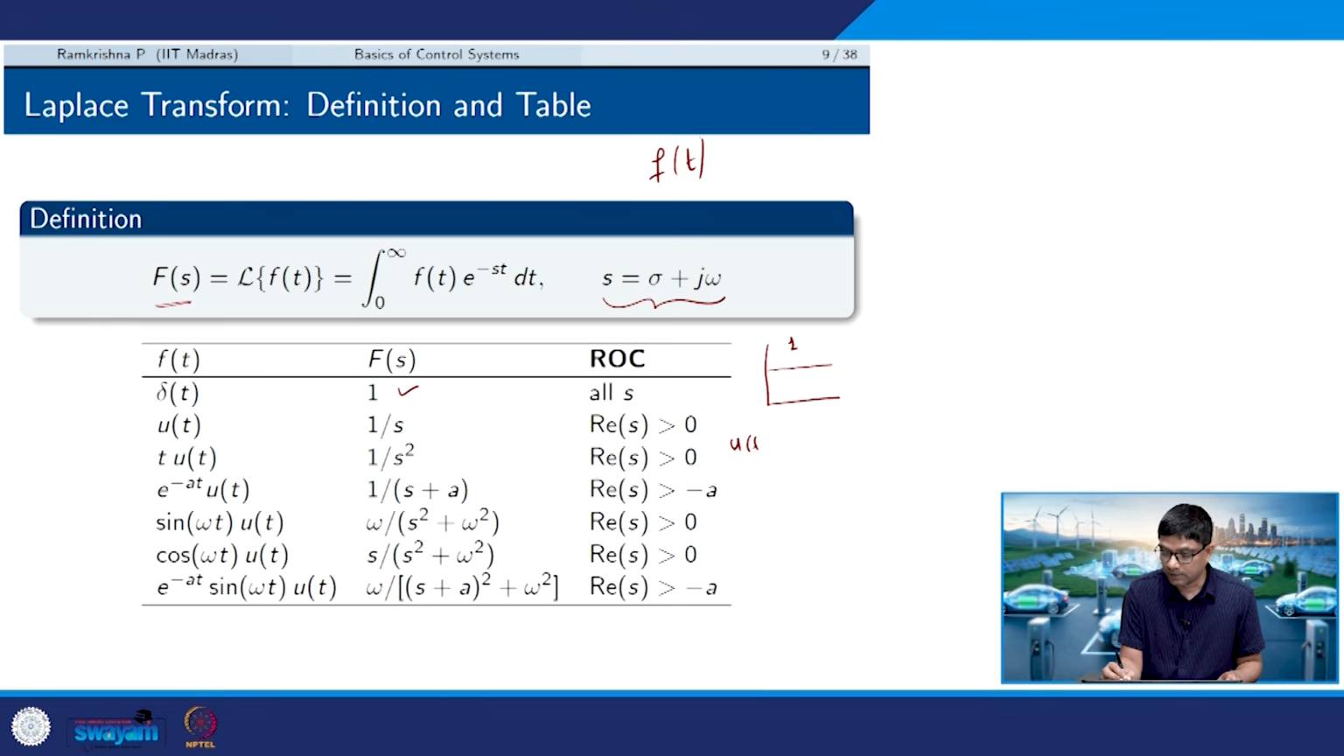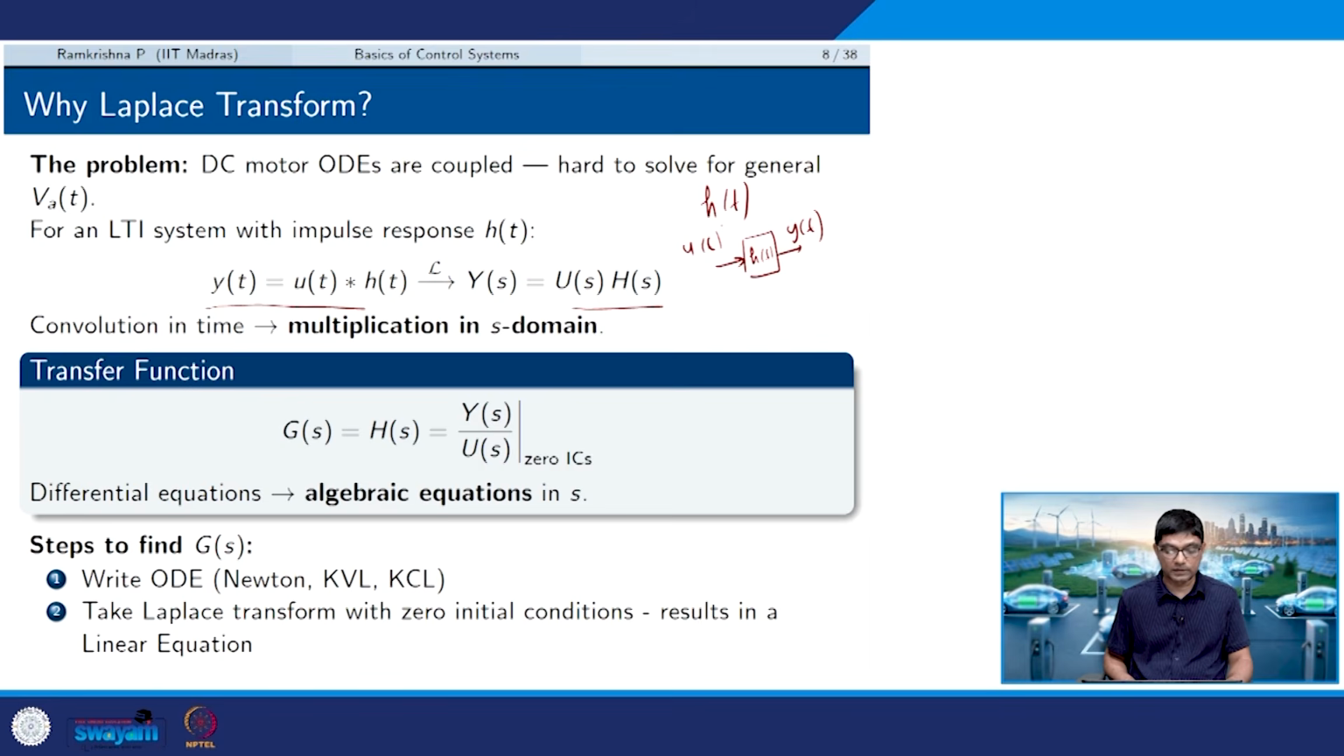So, u(t) is such that it is 1 for t greater than or equal to 0, and it is 0 for all other times. For that, the Laplace transform is of the form 1 over s. If I have t times u(t), it is 1 over s square. A sinusoidal signal will have a Laplace transform of omega over s square plus omega square, and so on. Again, the details of this we will not do much.